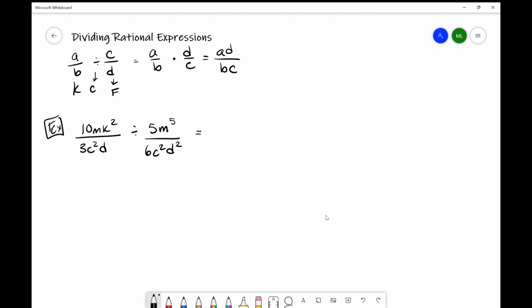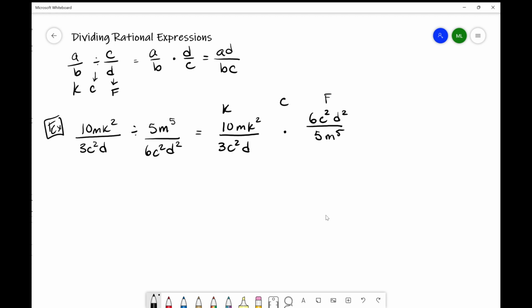Alright, so first things first, keep the first one the same. So I'm going to use keep, change, flip, sorry. Keep 10mk squared over 3c squared d, times, so flip the second one. So I'm changing the sign, and then I will flip. Now I have 6c squared d squared over 5m to the power of 5.